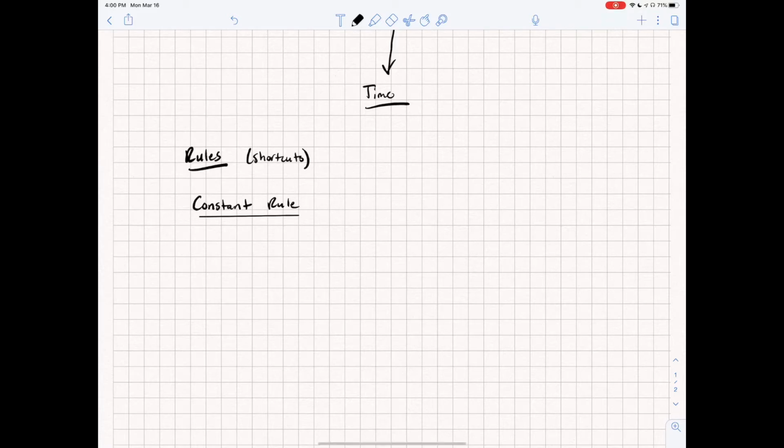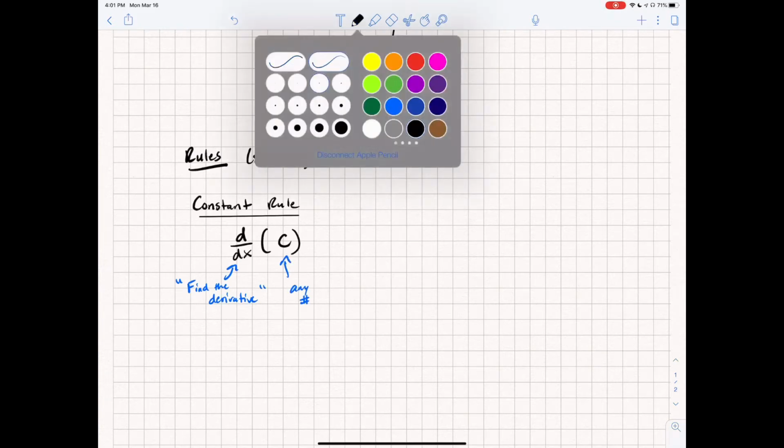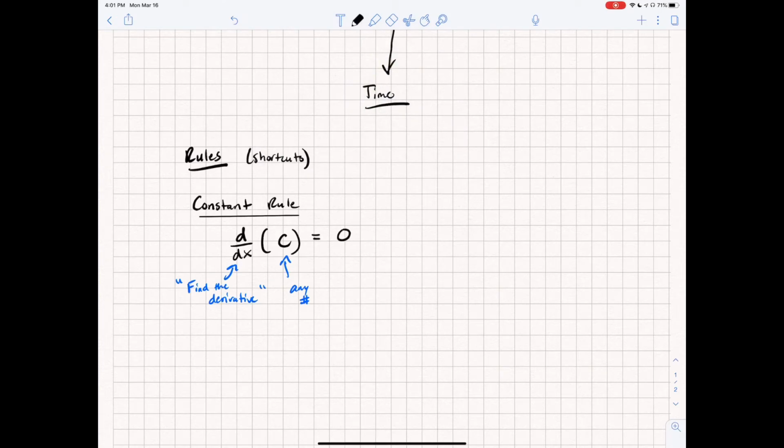which says if I want to find the derivative, which is notated as d over dx, so again, what this notation stands for is find the derivative of what comes after it. So find the derivative of a constant c. And c can be any real number, any number that you can think of. If I derive a constant, this derivative is always going to be 0.